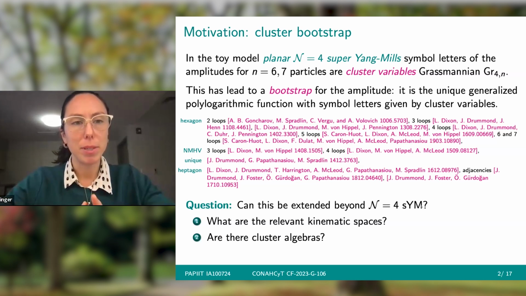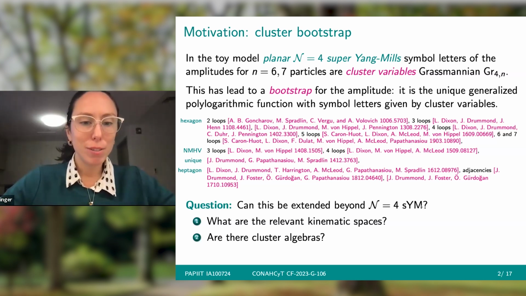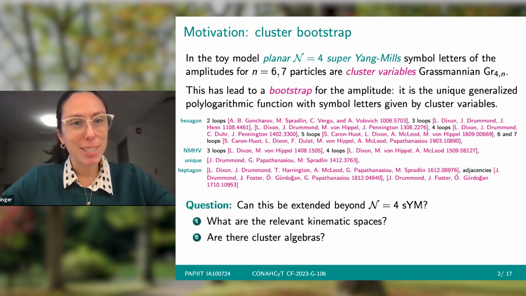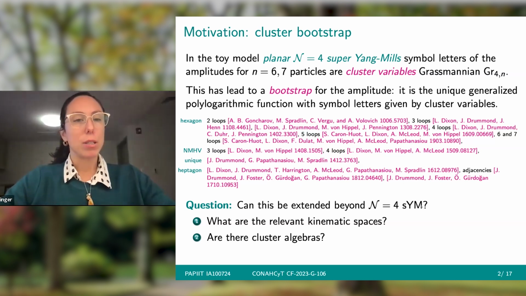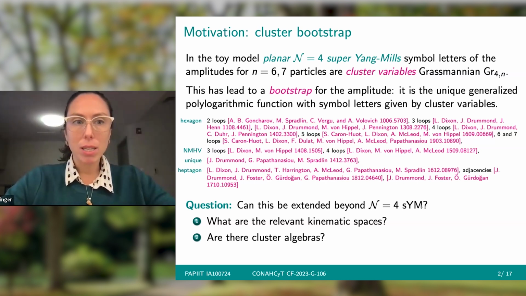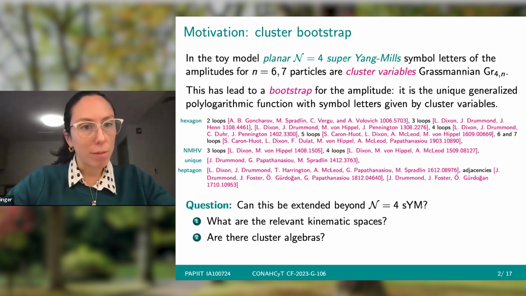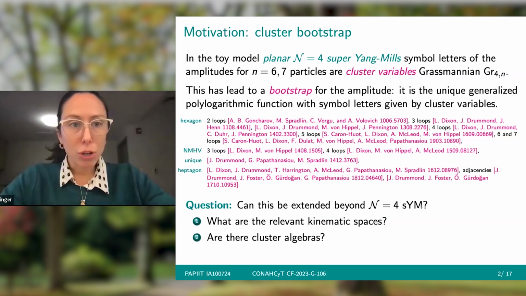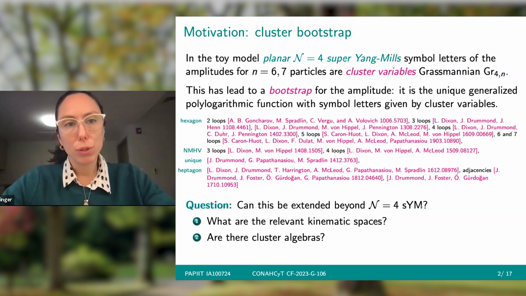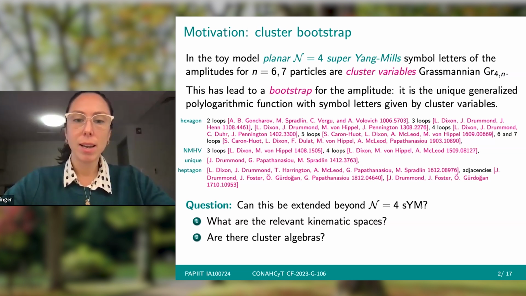I entered this story quite late. All of this work has already been done. But as a mathematician, a natural question at this point was, what happens beyond this very nice toy model of planar N=4 super Yang-Mills? We could ask, what are the corresponding kinematic spaces or varieties? Are there also algebraic varieties and other cluster structures that could potentially be useful to extend the bootstrap program beyond N=4 super Yang-Mills?